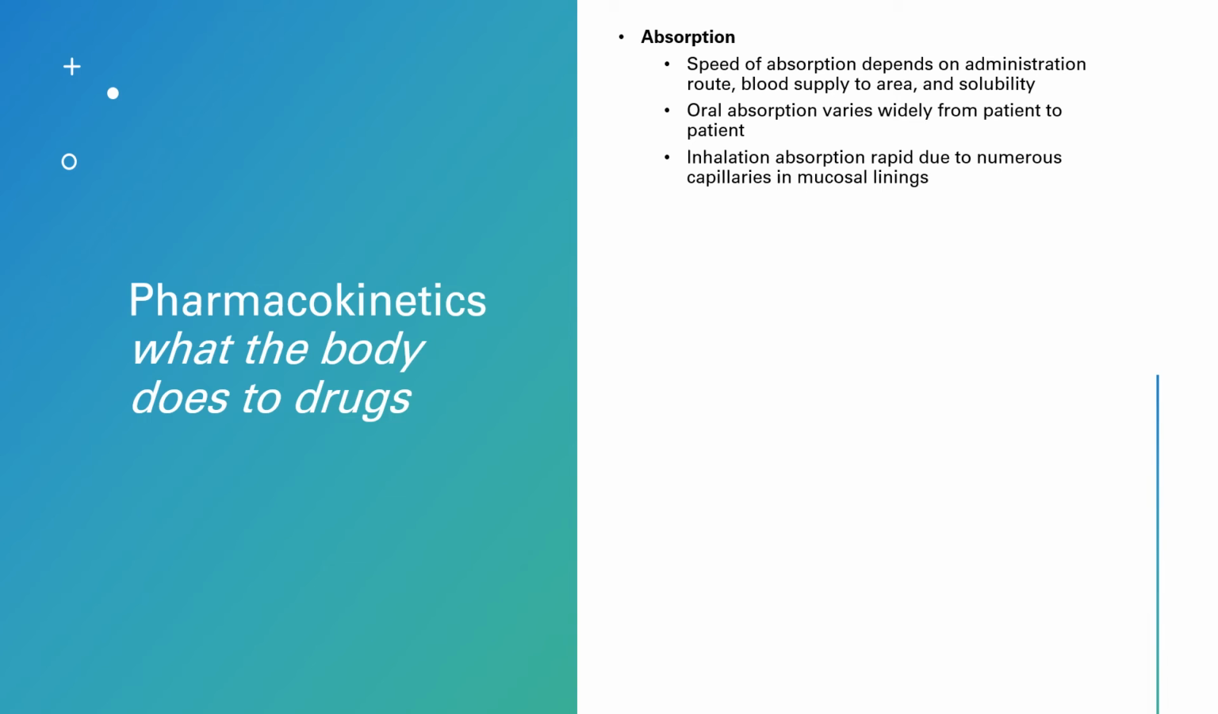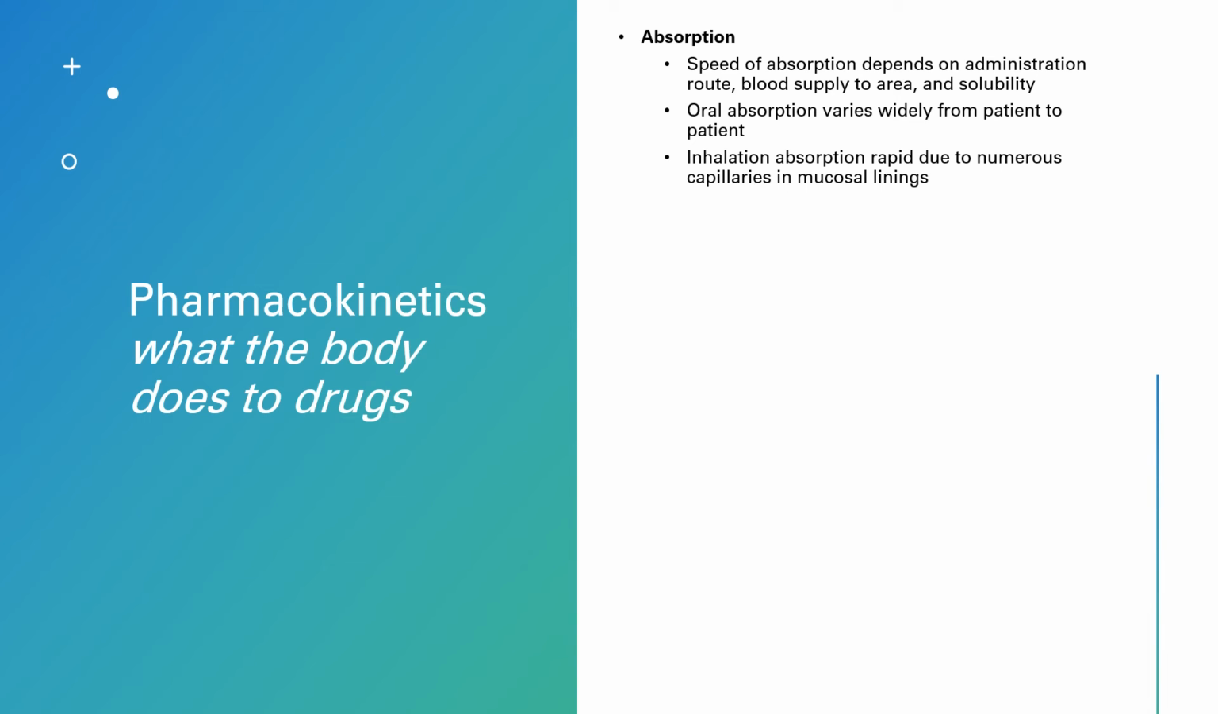So if the tract is highly motile, like if a patient has diarrhea, for example, the drug may not be adequately absorbed because it is just simply moving too fast through the digestive tract. And then, as you can imagine, the opposite may happen if the patient's constipated. That drug may not get absorbed because it's just not moving through the GI tract as it should.